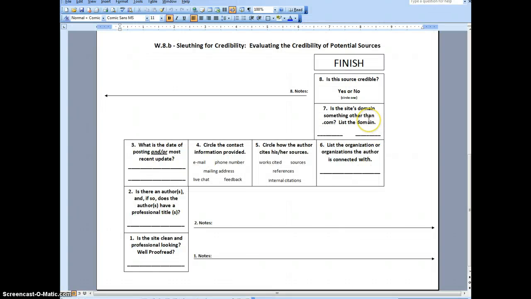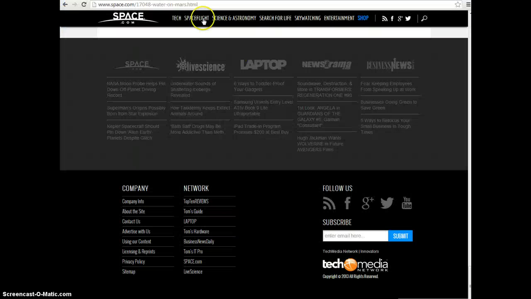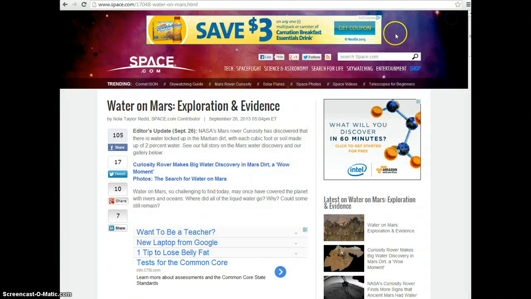Is the site's domain something other than a .com? Well, no, it says up here space.com. And if I really wanted information from NASA, which is the government space organization, NASA does have its own website, and it's a .gov. And so maybe if I wanted to find out more about water on Mars, I could go onto a .gov site.